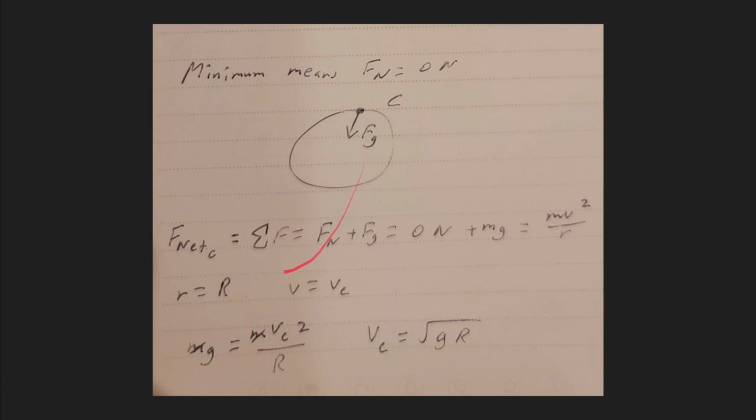Now here, we're going to make an F net equation. Our F net at C is equal to the centripetal force, which is equal to the summation of F, which is Fn plus Fg. As we said earlier, Fn is 0, and Fg is, of course, mg. Since the centripetal force is equal to mv squared over r, our radius is equal to capital R, and our v is equal to velocity at C. Now mg is equal to mvc squared over r. Cancel out the m's, and simplify to solve for vc, our velocity at point C.